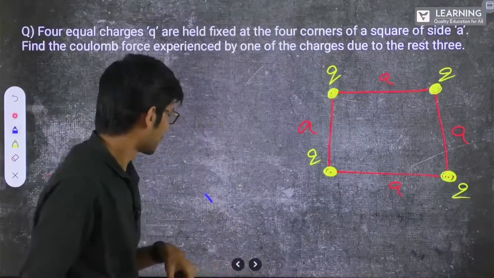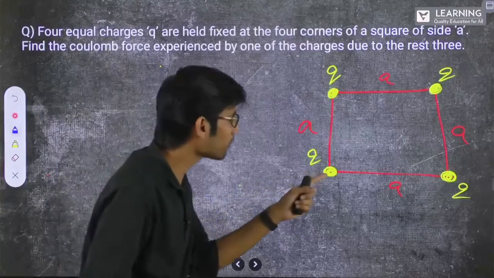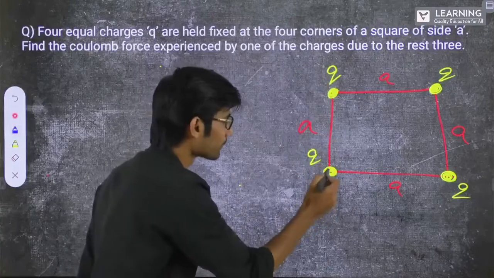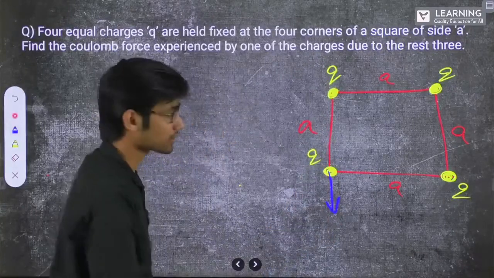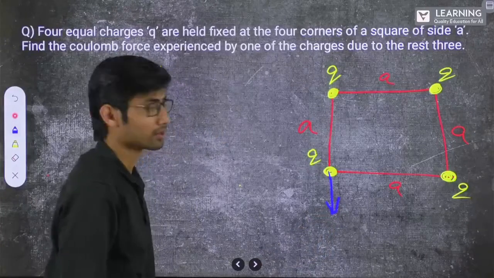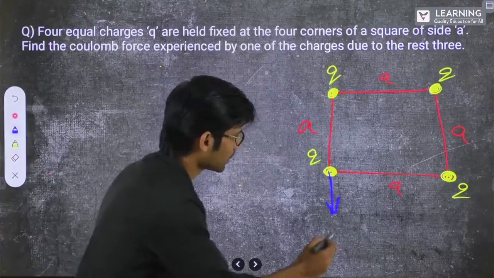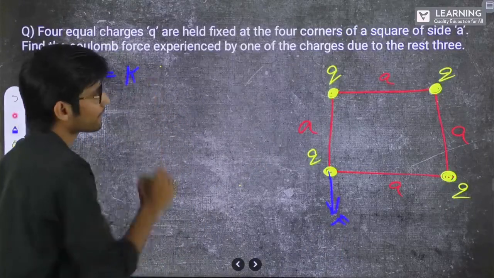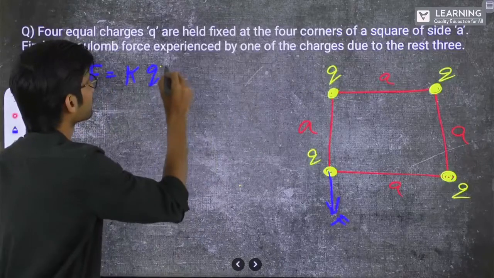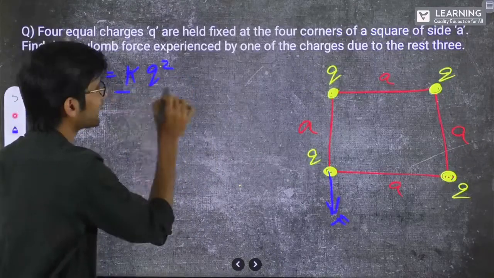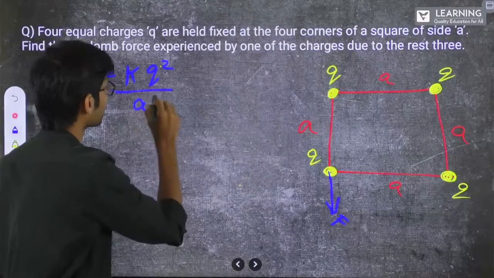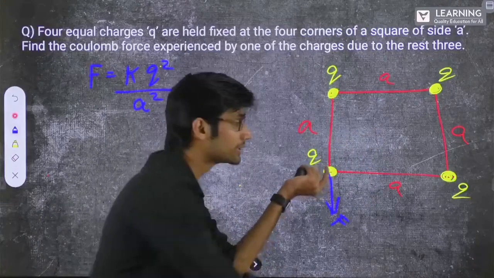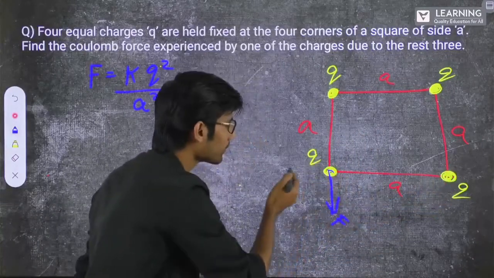Now, tell me what will be the force on this charge due to this charge? Along the same line, that means in this direction, both are positive, repulsion. Fine, equal charges. Now here, let's say the force is F. What will be this F? K Q square divided by A square, right? Okay. Now force on this charge due to this charge along this line.